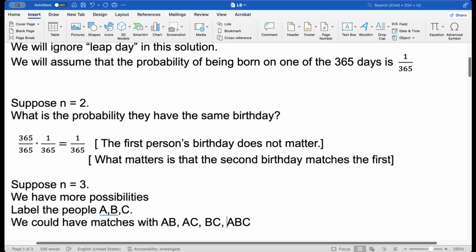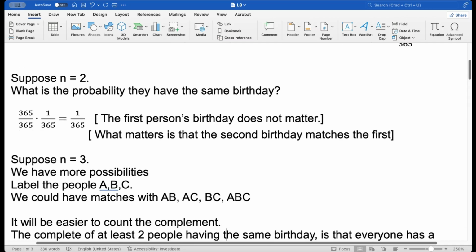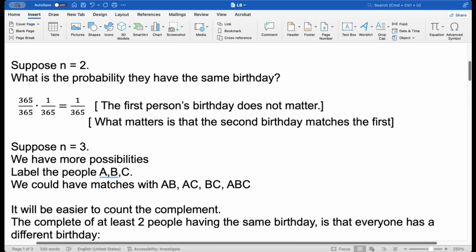The opposite point of view of at least two people having the same birthday, the complementary situation, is that everyone has a different birthday, that there are no matches. So this is the complement. The complement of at least two people having the same birthday is that everyone has a different birthday. So we're going to calculate that instead. That's going to be easier to set up, and then we're going to subtract from 1.